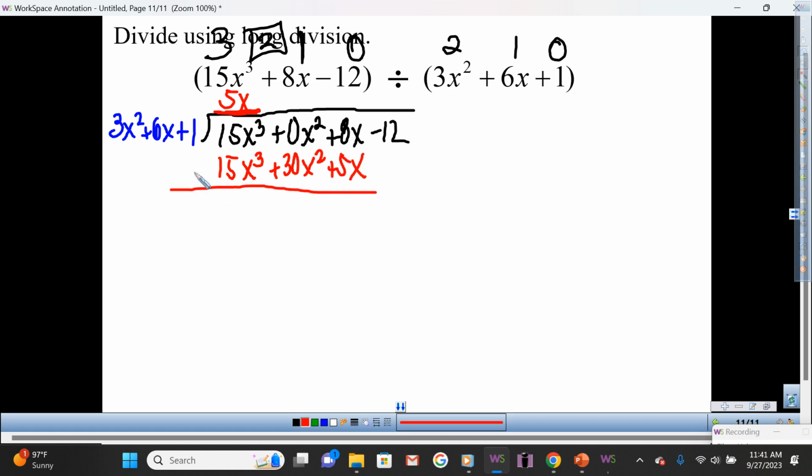We're going to subtract, which means we're going to distribute this one here, here, and there. This cancels. We're left with negative 30x squared. And then we got 8 minus 5 is 3x, and you bring down the negative 12. Hands up if you did that up to right there by yourself? Yeah, we got this. Let's finish it off. What number times 3x squared gives us negative 30x squared?